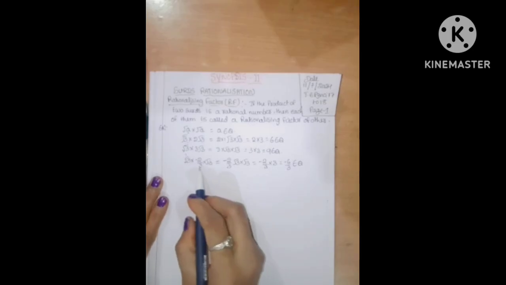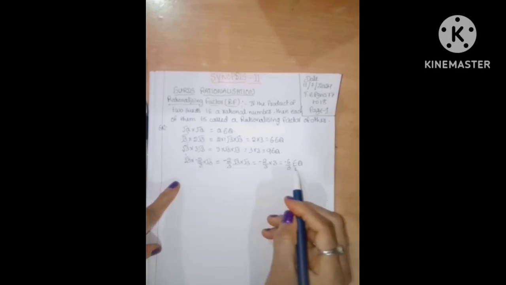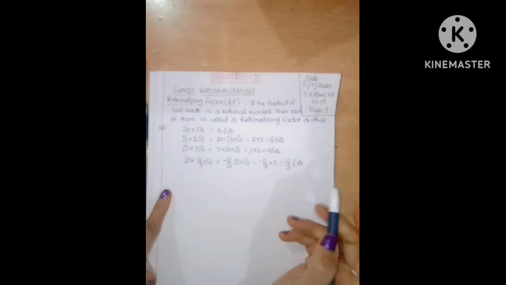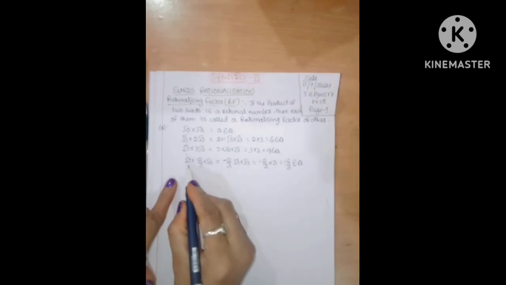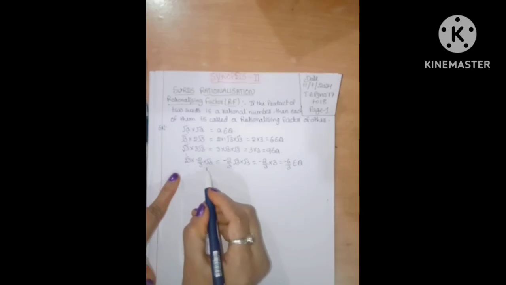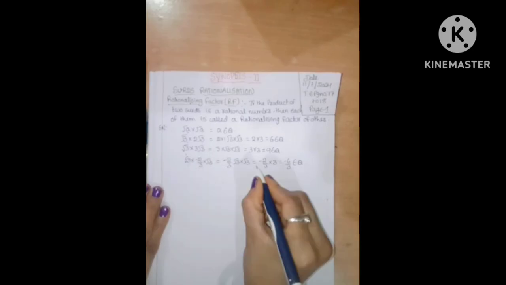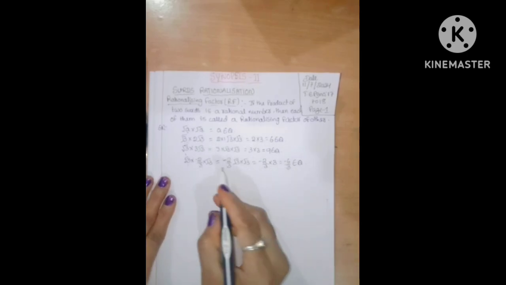So root 3 into any rational number into root 3 gives a rational number. So the rationalizing factor of root 3 is minus 2 by 3 root 3, and the rationalizing factor of minus 2 by 3 root 3 is root 3, vice versa. Those are rationalizing factors of each other.